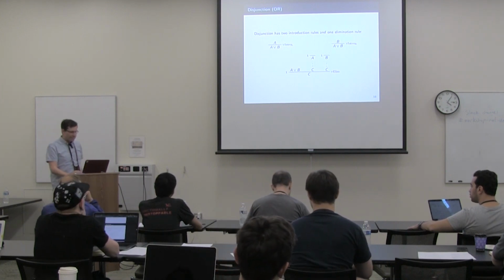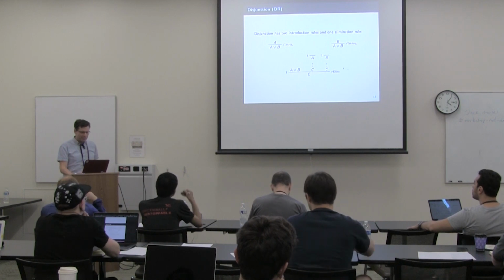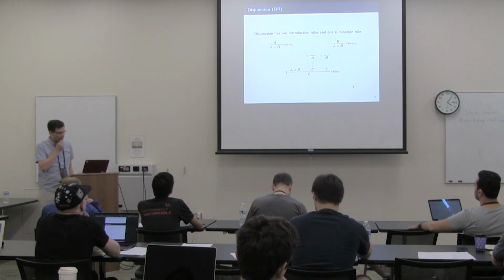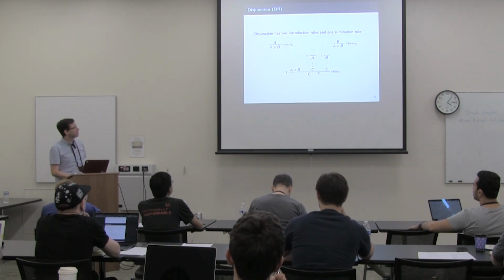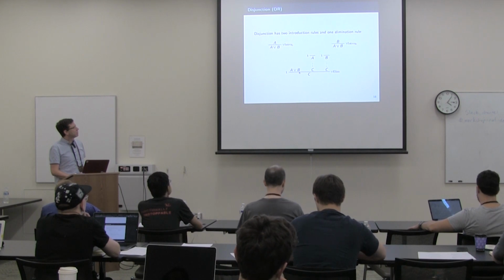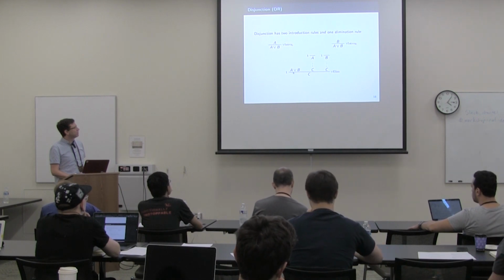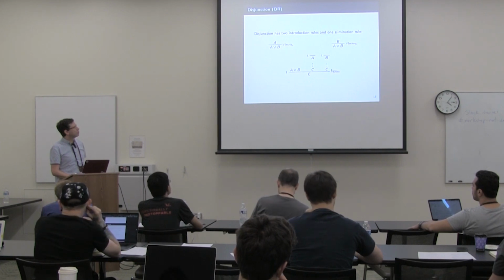So the complicated bit is this elimination. And the way this works is you have 3 proofs on the top. One of them ends in A or B. And then over here we have 2 proofs.